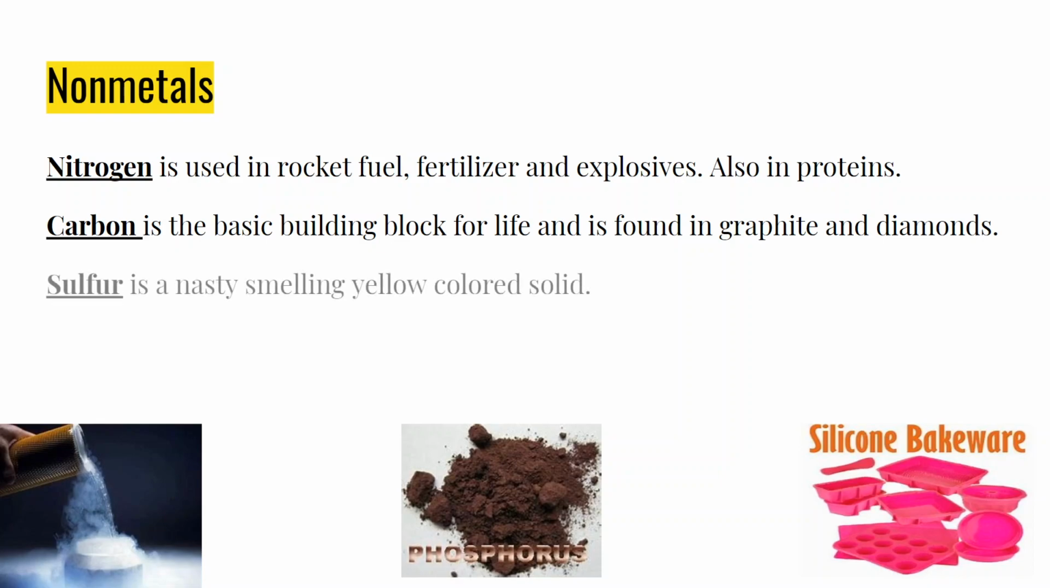From there, we get into sulfur. Now, sulfur was on the last slide as well. It was that yellow chunk looking solid. Sulfur is a nasty smelling yellow colored solid. At room temperature, of course. You can actually heat it up and it gives off an even more disgusting smell. And it's just not fun to be around.